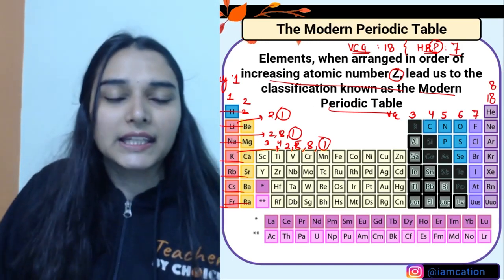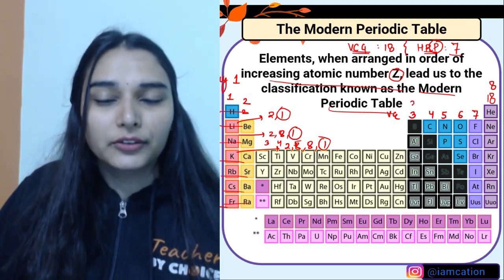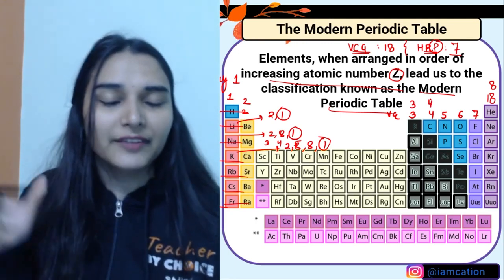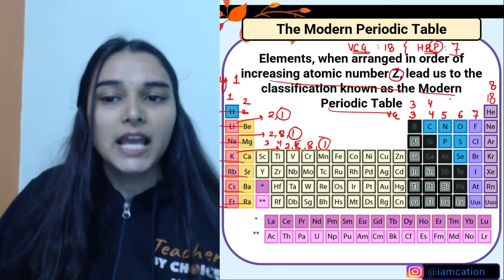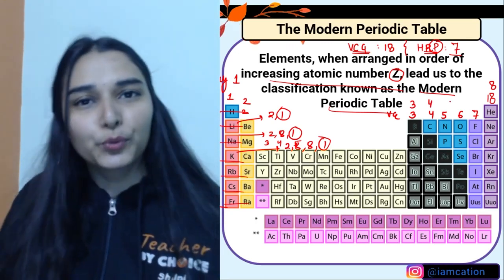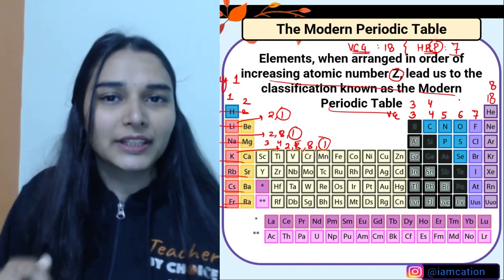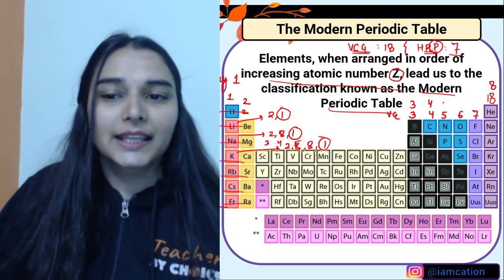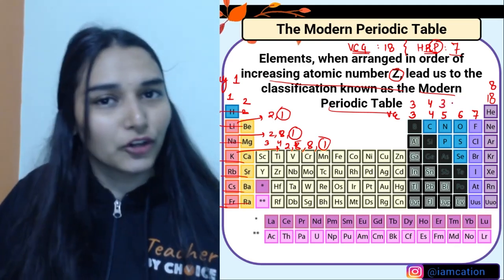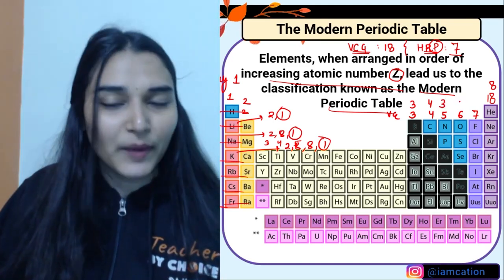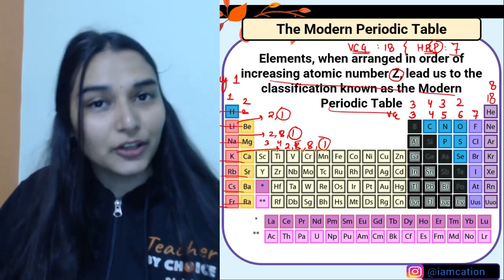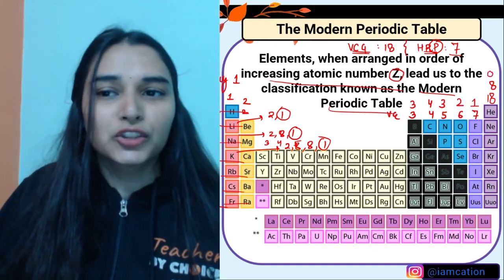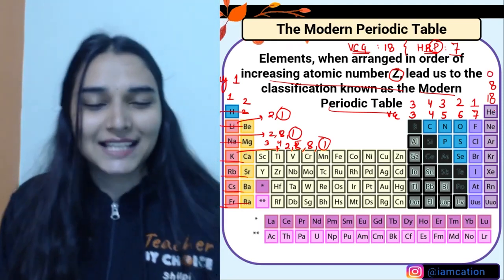Also calculate the valency: 1, 2, 3 and 4. So when valence electrons are 4 or up to 4, then valency is equal to valence electrons. And if valence electrons are above 4, then valency is calculated by subtracting valence electrons from 8. So you can see 8 minus 5, 3 is the valency of group 15 elements. 8 minus 6, 2 is the valency of group 16, 1 is the valency of group 17, and 0 is the valency of noble gases.